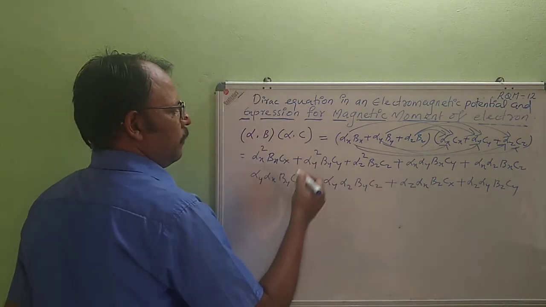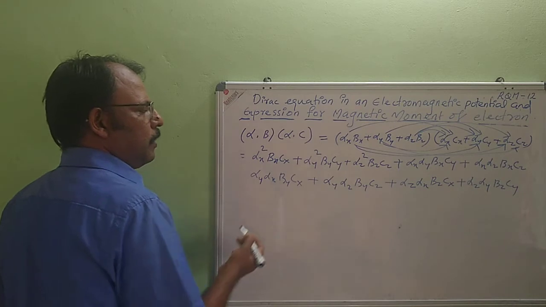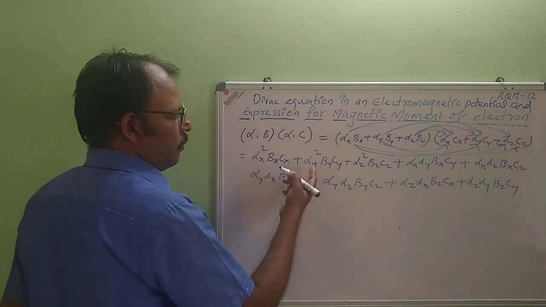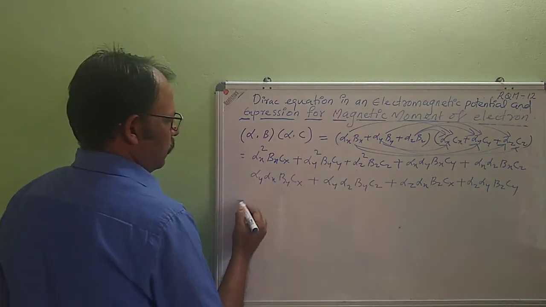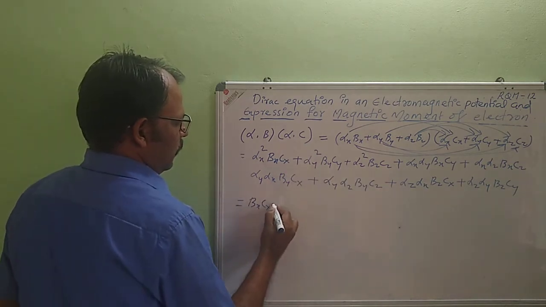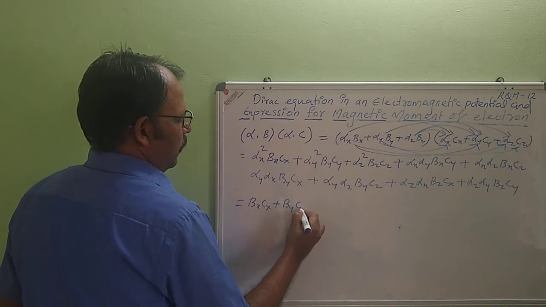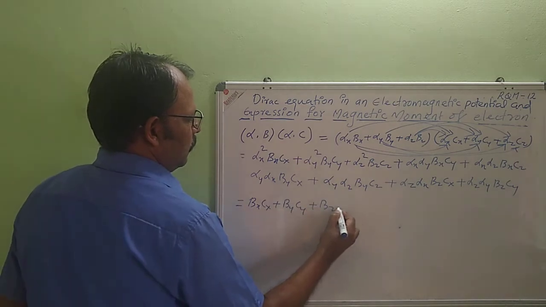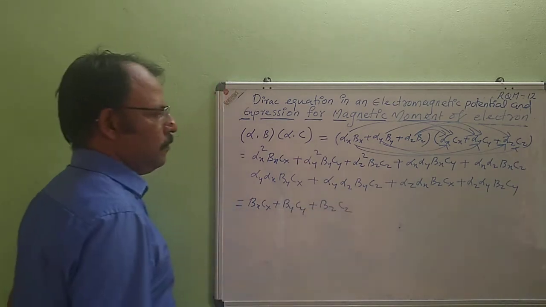We know the value of alpha x square. Alpha x square equals 1, alpha y square equals 1, alpha z square equals 1. So these three terms we can write as Bx Cx plus By Cy plus Bz Cz.